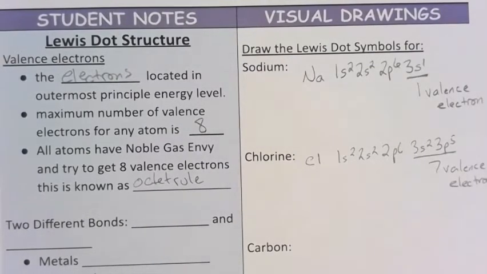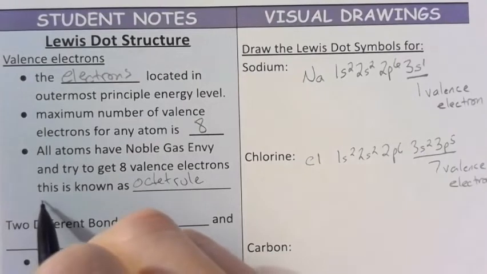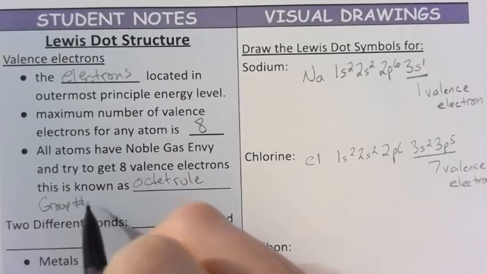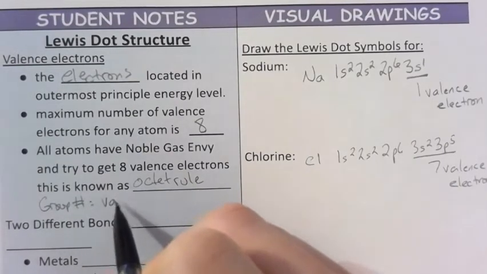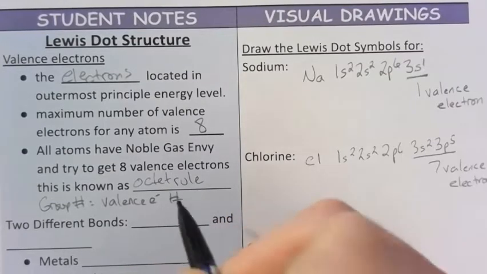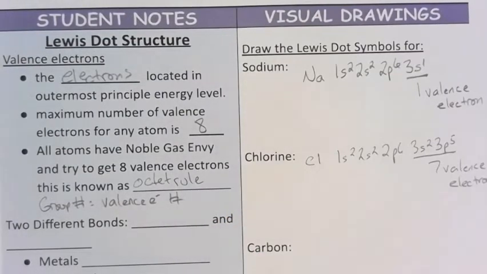Okay, so what I would have you add here is that your group number is your valence electron number. Okay, so if the element's in group 2, it's got 2 valence electrons. Group 5, 5 valence electrons.